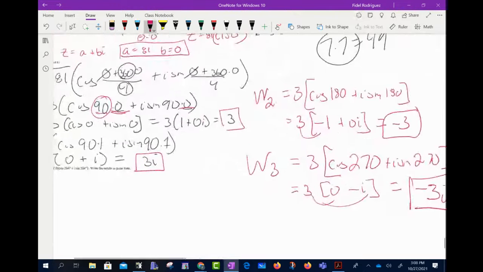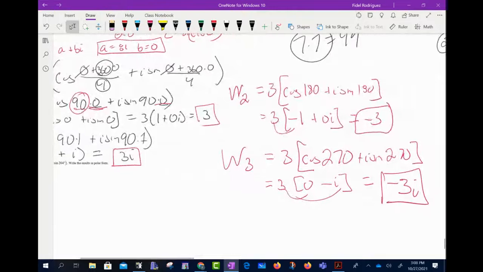So when we found the fourth roots of 81, look at the answers that we came up with. We came up with 3 and negative 3, and we came up with 3i and negative 3i.